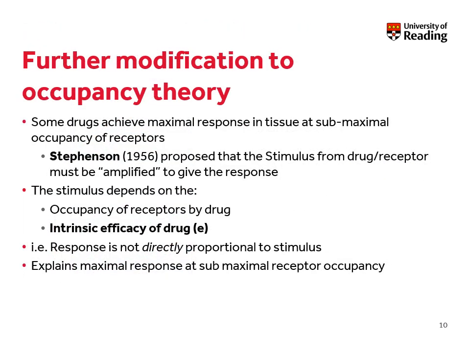That means we have to go back to those simple models, the Clark model of occupation, and tweak that to take into account that the occupancy of the receptor is not directly proportional to its response. And that's what we call the Stephenson modification. We're going back a long way in time to 1956, where this was first noted. I think that's the first time it was clear that this isn't just a simple law of mass action where more in, more out. There has to be an amplification step.